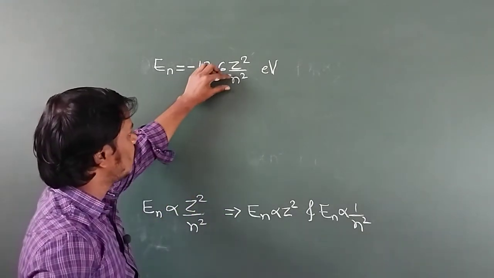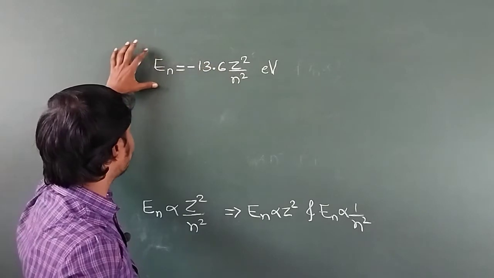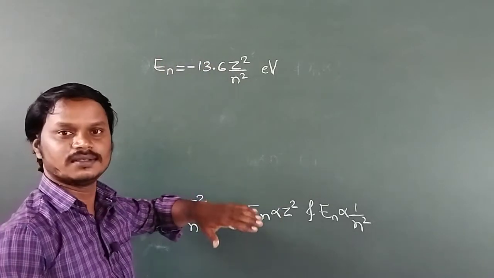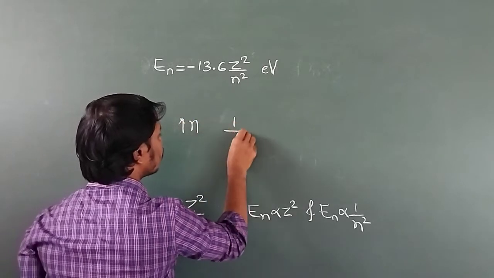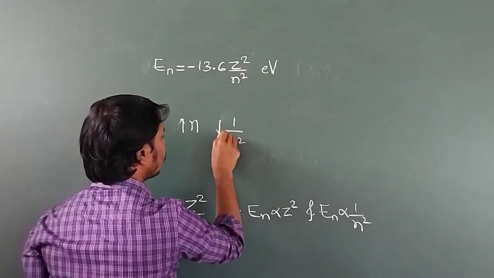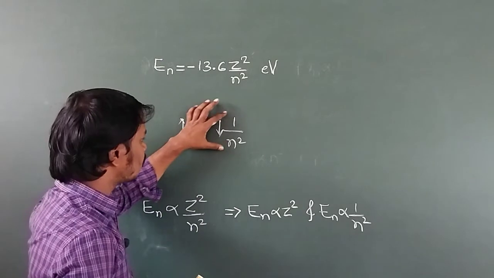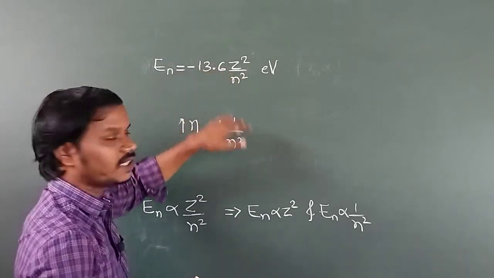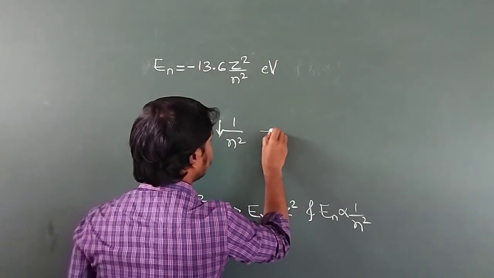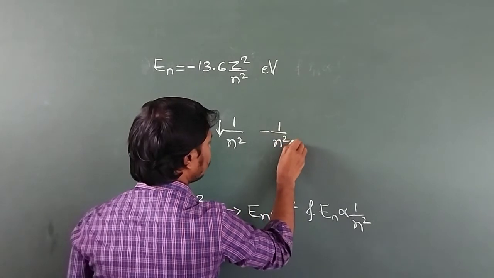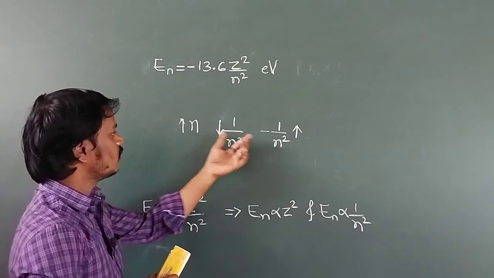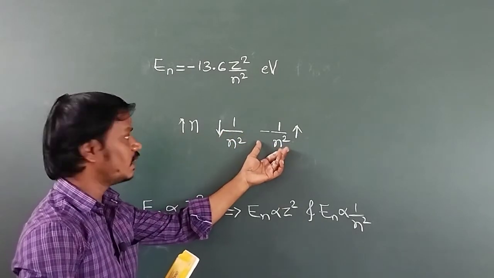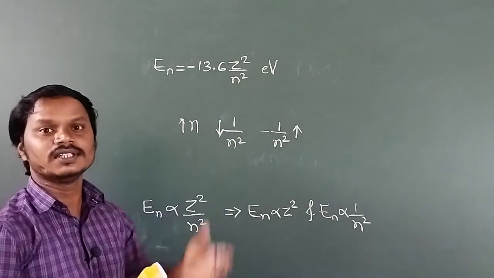So see here, as n increases, the energy of the electron also increases, because as n increases, 1 by n square decreases, but minus of 1 by n square increases. Hence, as n increases, minus 1 by n square increases, hence the energy of the electron also increases.